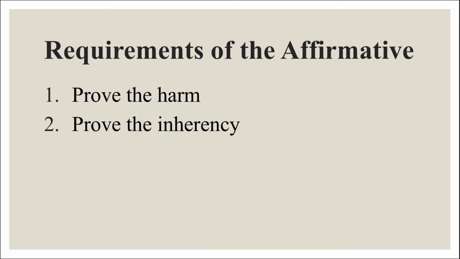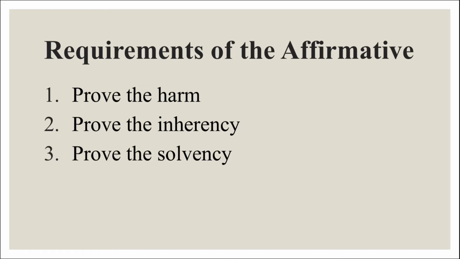The second requirement is to prove the inherency. This is the reason the problem is not getting better on its own. There are different inherencies that you could argue. So first, there is a structural inherency, meaning that there is something actively preventing the problem from getting better. Second, we have gap inherency. You argue that the present system is aware that the problem exists, but the steps in place fail to solve the existing harms. Basically, you're stating that what we are currently doing to fix it is not working. And then finally, we have attitudinal inherency. This inherency argues that there are beliefs or attitudes that prevent things from getting better.